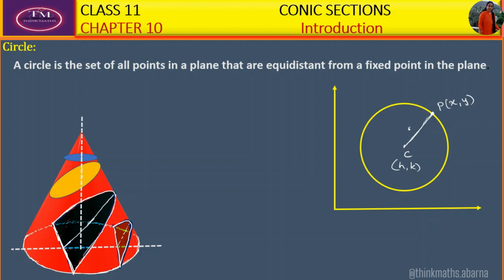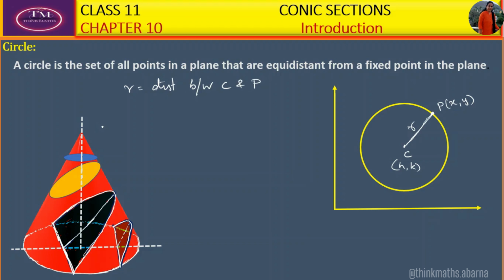That distance is called the radius and we denote it by r. Now, we have to find the equation of the circle. It is very simple. Already we learned the distance. Equation of the circle, we find it using the radius value. So, this radius is nothing but distance between C and P.